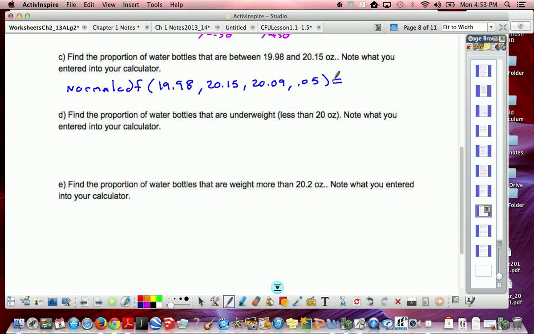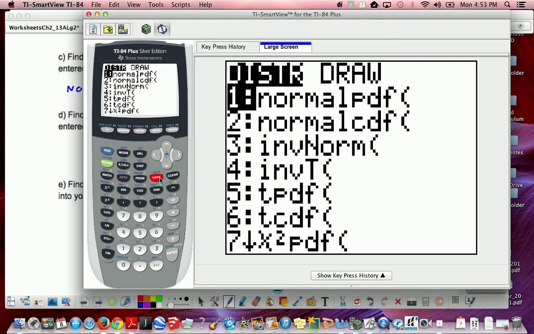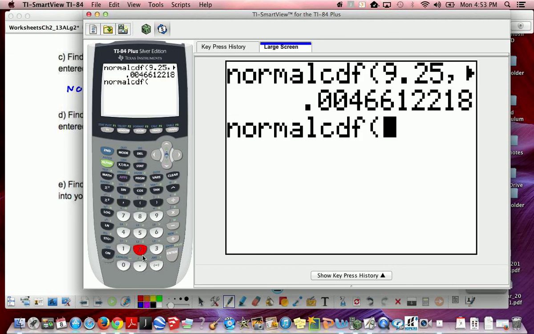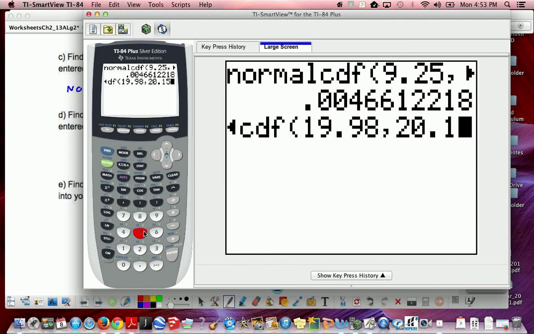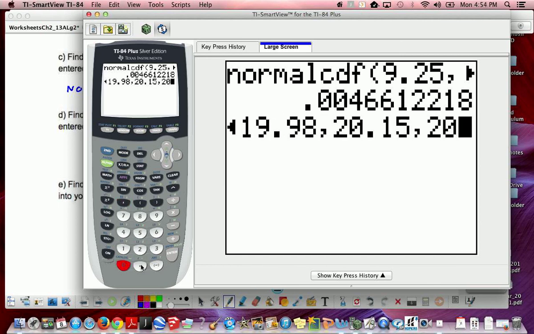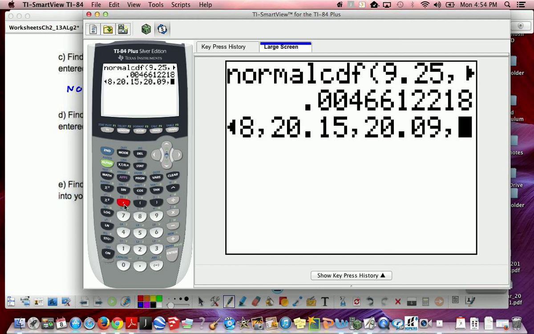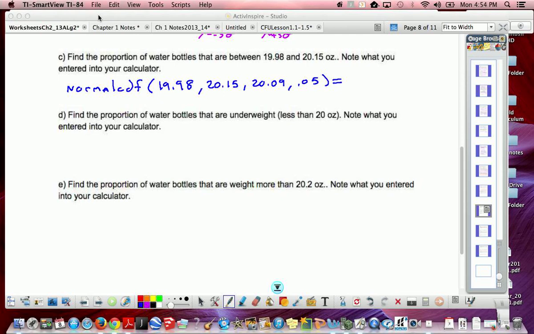So, if we enter that into our calculator, clear, second vars, number 2 gives me my normal CDF. So I'm going to type in 19.98, comma, 20.15, comma, 20.09, comma, 0.04. Close my parenthesis, hit enter, and there we go. The proportion of water bottles is 0.9302.